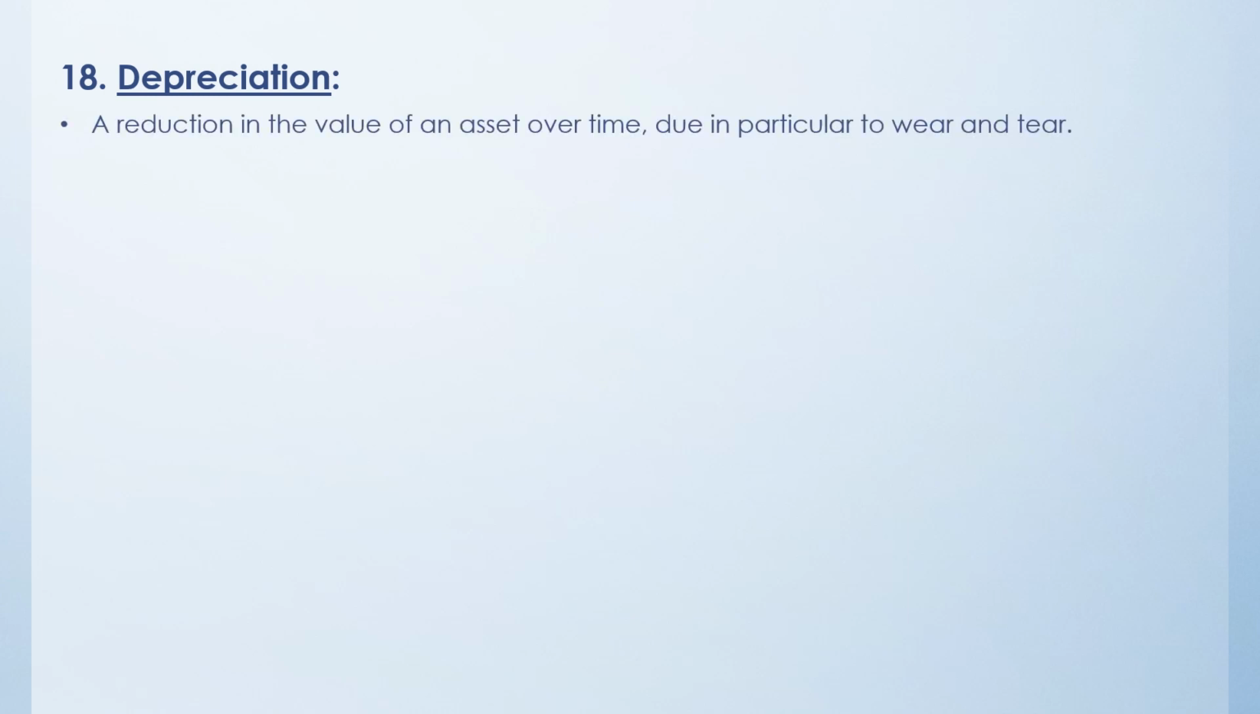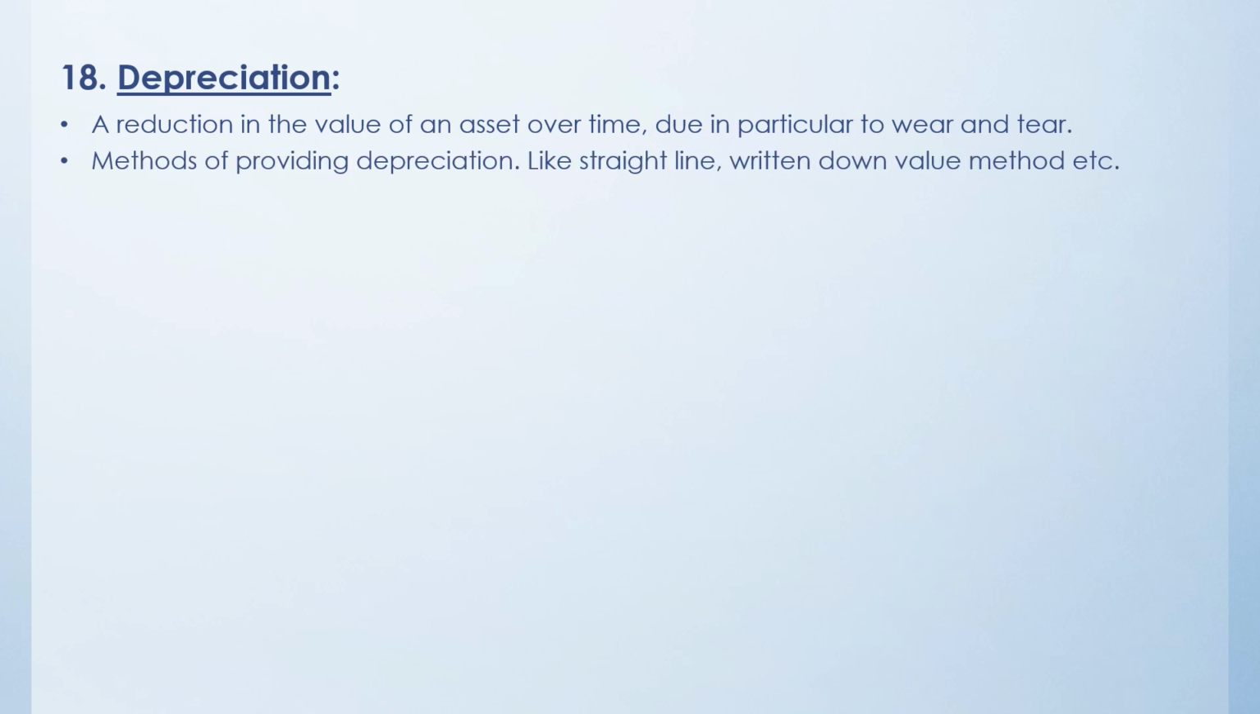Depreciation. When fixed assets are used in a business, they wear and tear. After some time, they need to be replaced or repaired. The amount used for this purpose is deducted as a fixed percentage of the cost of the asset every year. This method of accounting is known as depreciation. There are several methods of providing depreciation, like straight line, written down value method, etc.